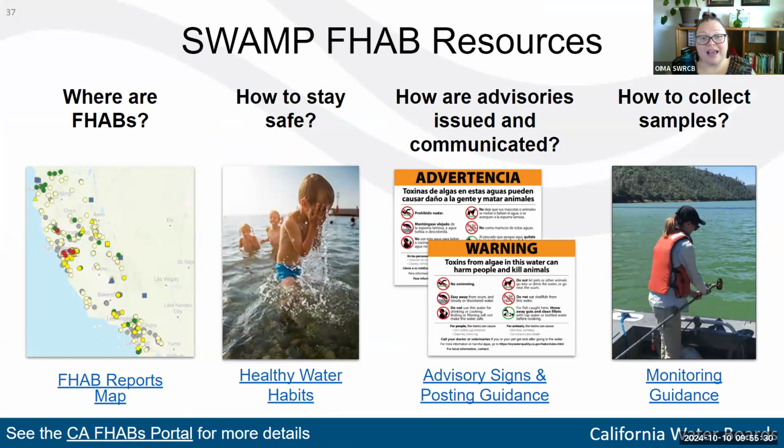In addition to the FHAB reports map, which can tell us where HABs are, we also have educational resources and guidance on our FHABs portal about how folks can stay safe around HABs, how HAB advisories are issued, and what the advisories mean. And for those interested in conducting your own monitoring, we have extensive resources, guidance, and training on how to do so, and more on that in a moment.